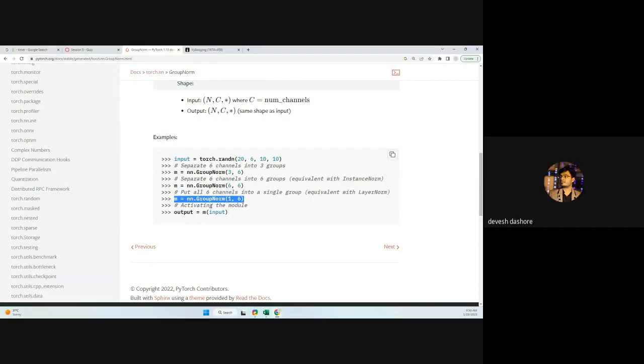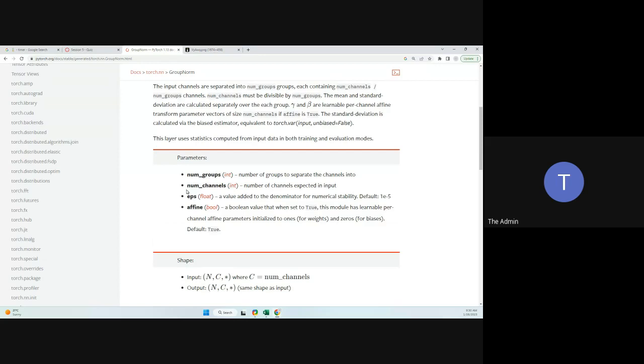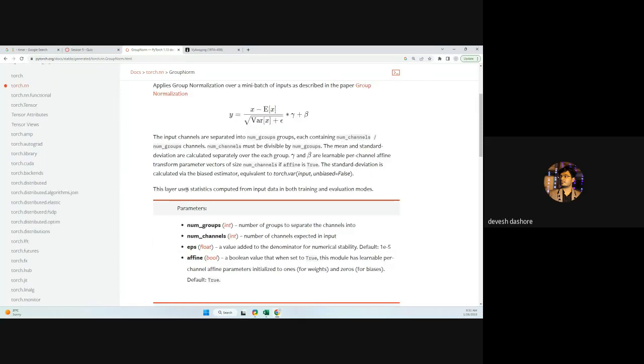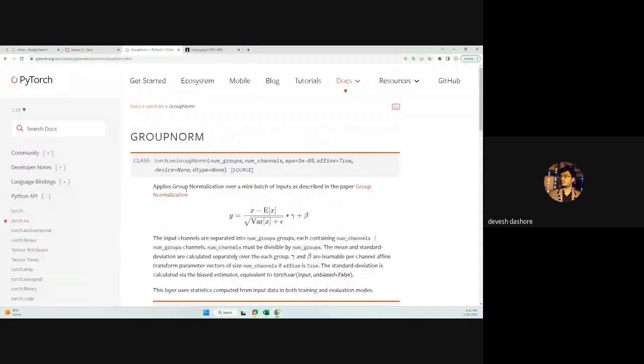Correct. But Rohan, one question here. If we put affine to true, I tried both true and false, but with group normalization it was not generating parameters, so that was confusing. It should at least generate parameters if I put affine to true, right? But it was not generating that many parameters compared to the layer norm.